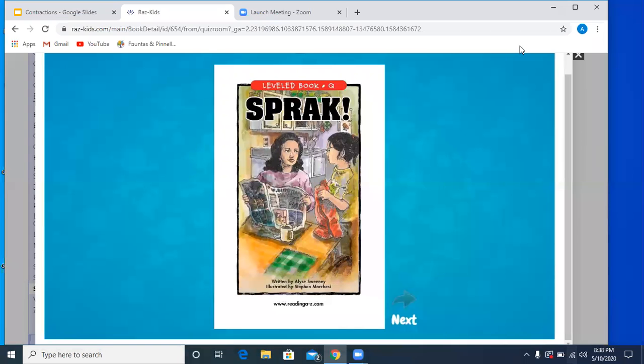Your story this week is realistic fiction, which means it isn't a true story, but it could be. The characters and setting are like people and places in real life, and the events are things that could happen. This story is called Sprack. Have you ever heard the word sprack before? You'll have to read the story to find out what it means.